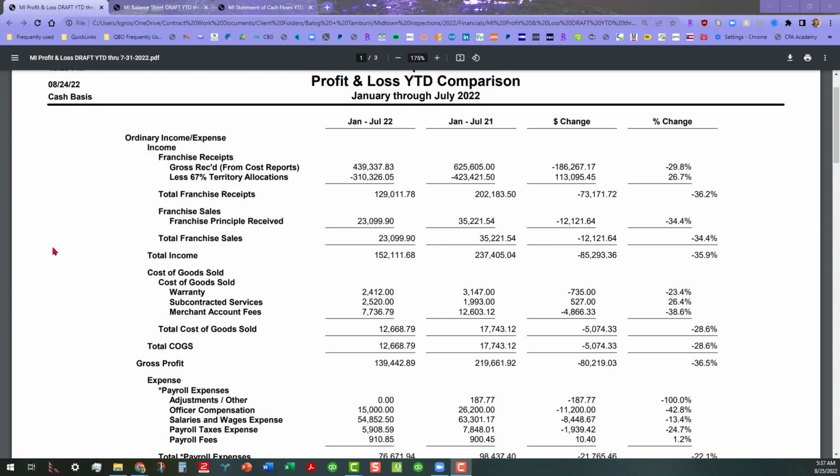They see that they have this huge figure for total income, which right here totals a little over $152,000, and they also see that they have a gross profit of $139,442 here. And then when we switch over to the balance sheet, let's do that real quick.